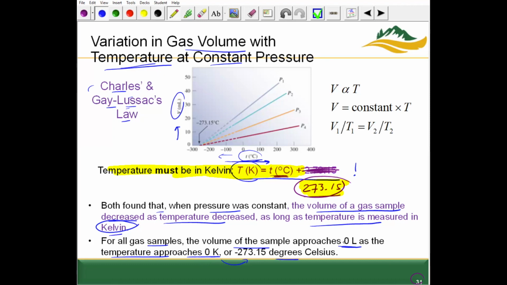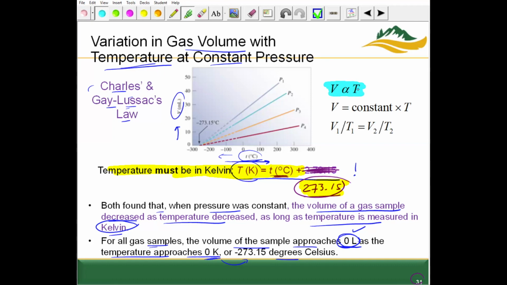As we get very, very cold temperatures, extremely cold temperatures, absolute 0 temperature, then for all gas samples, it makes sense that their volume approaches almost nothing. Their volume approaches 0 liters. Now for Charles' law, the connection we want to keep in mind, volume is now directly proportional to temperature. So volume is directly proportional to temperature.